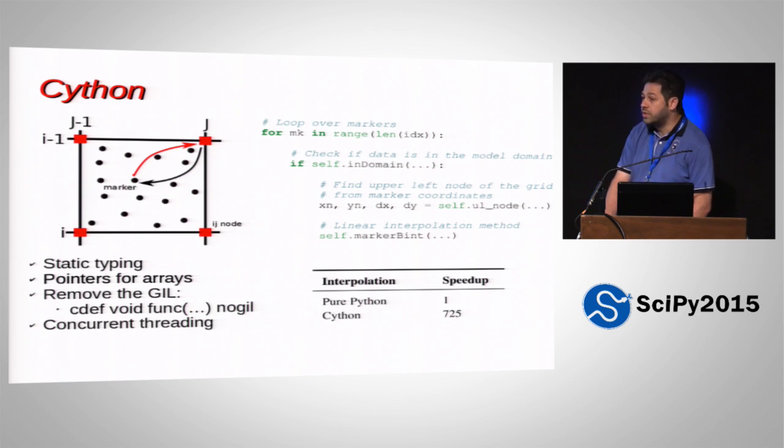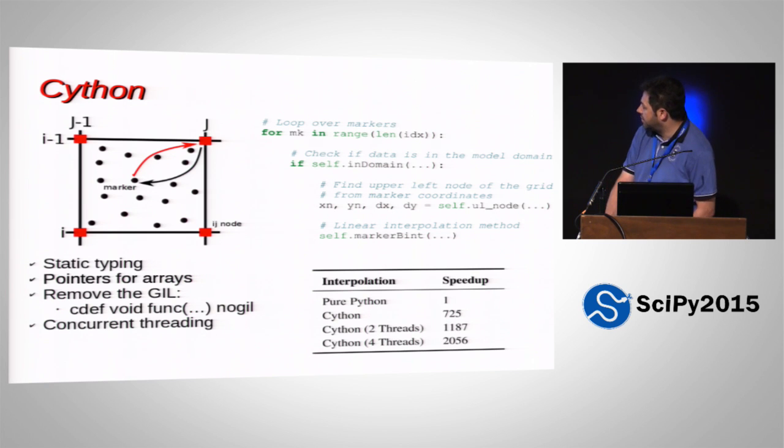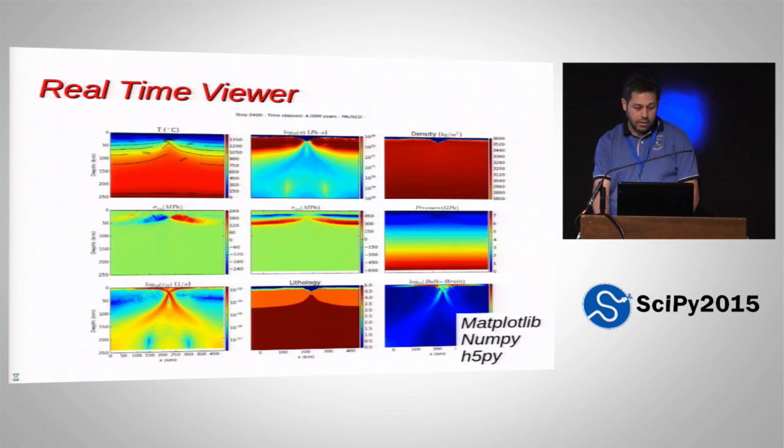So each loop is split in several parts. Each part is calculated by a different thread. The speed up is really good, and it depends on the number of threads used.